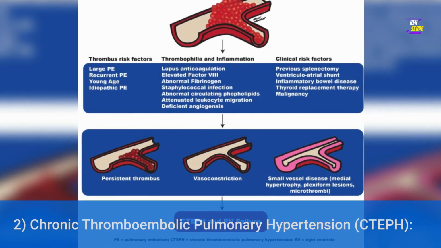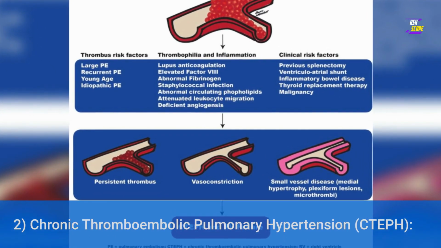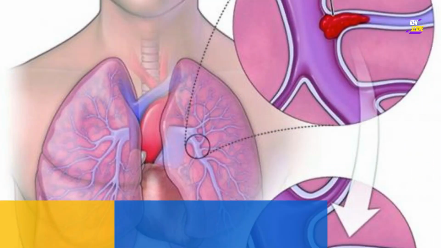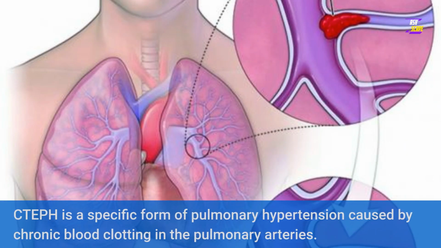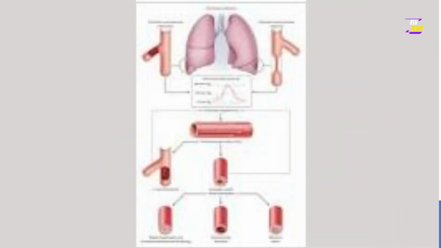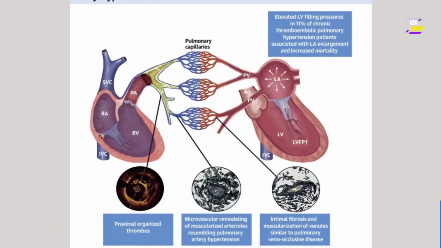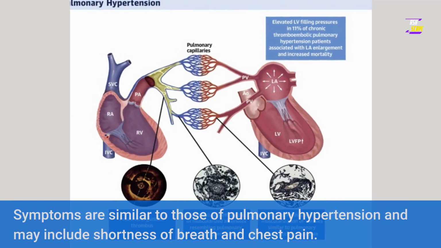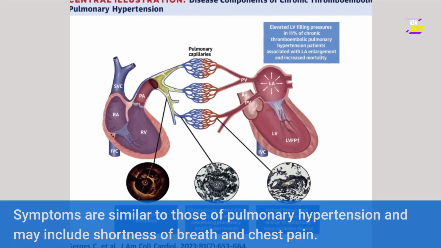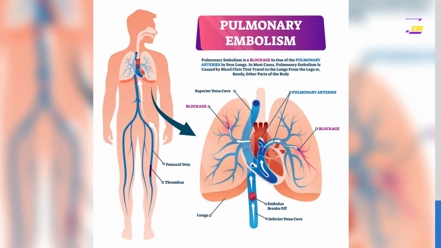2. Chronic thromboembolic pulmonary hypertension, CTEPH. CTEPH is a specific form of pulmonary hypertension caused by chronic blood clotting in the pulmonary arteries. Blood clots, known as thromboemboli, can obstruct blood flow and lead to increased pressure. Symptoms are similar to those of pulmonary hypertension and may include shortness of breath and chest pain.